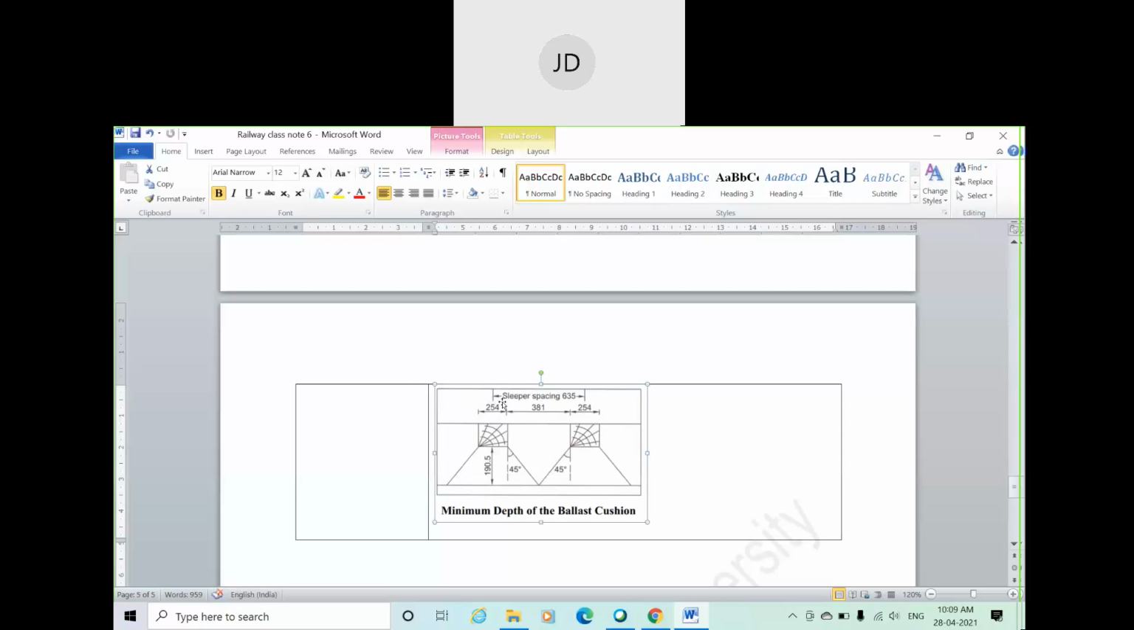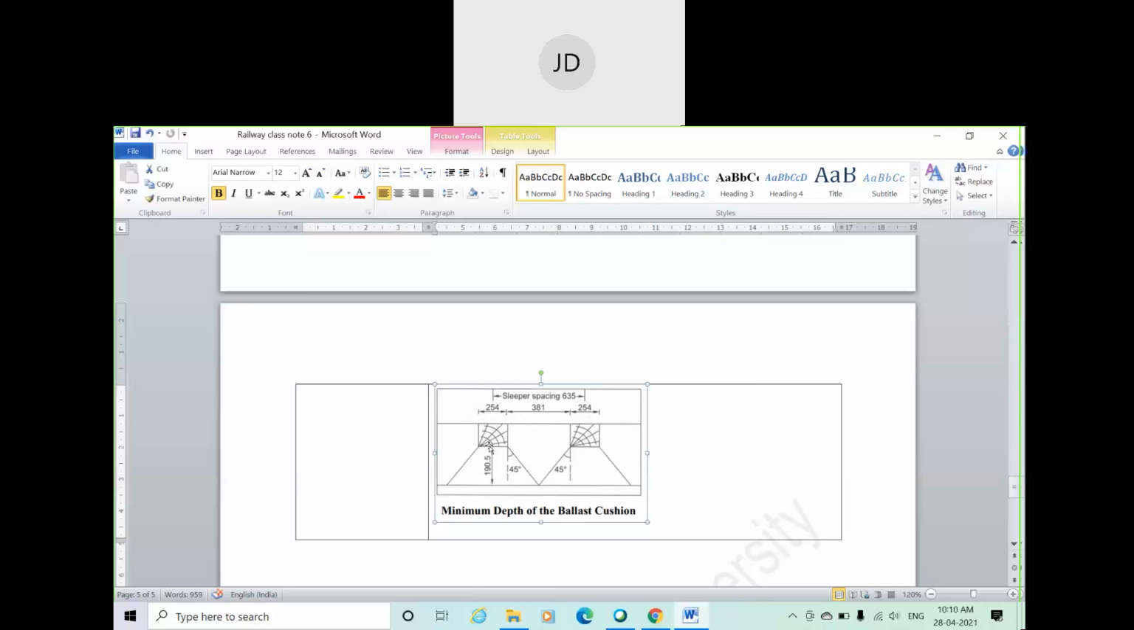So here you can see, this is your sleeper lying in this direction, this is another sleeper lying in this direction, and this is your sleeper spacing. Dimensions are given. This is the sleeper width, and this is the sleeper spacing, suppose. And the load distribution from the rail. Here is the rail. You can see the rail is laid in this direction, and the train is moving in this direction.